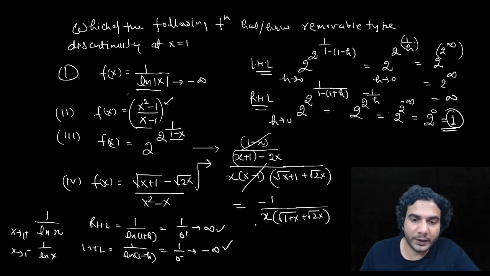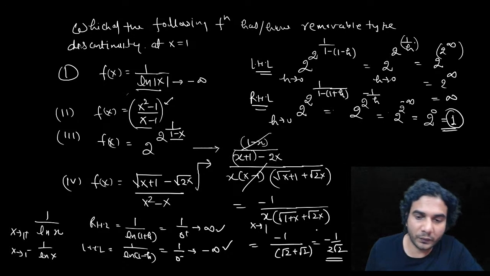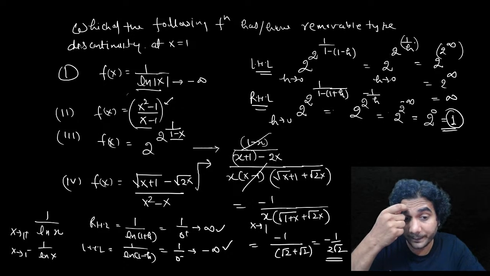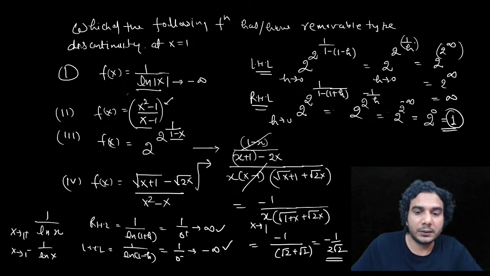So when you put x equal to 1, now you can put x equal to 1. So you'll get both the left and right limits, okay? Both limits will be minus 1 upon 1 into root 2 plus root 2. So yes, in this case the left hand limit is equal to the right hand limit, which is minus 1 upon 2 root 2, okay? So yes, second and fourth, okay? These are the options in which the function is having removable type of discontinuity.